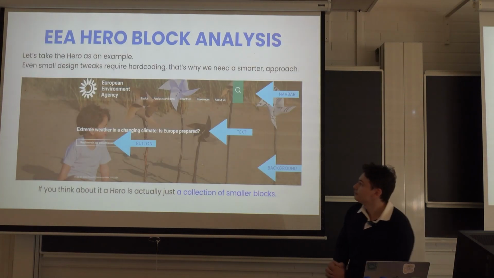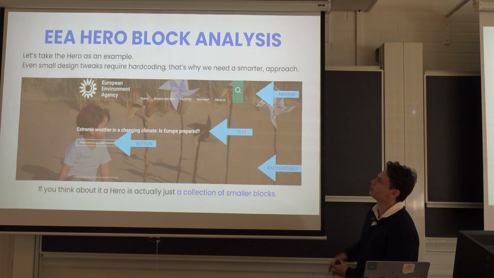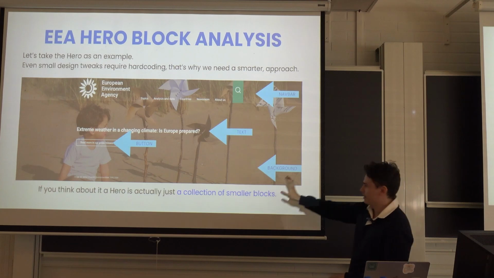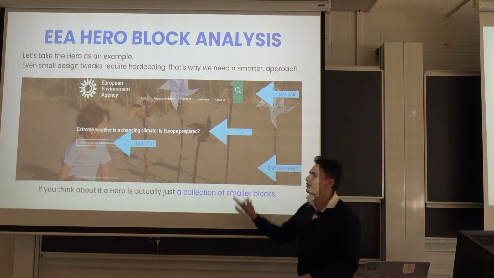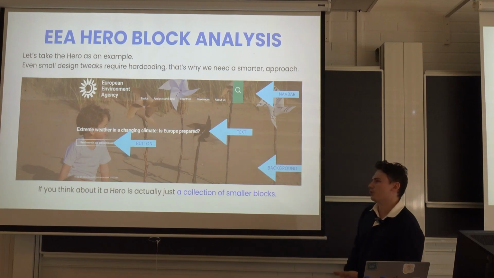So for example, here we have the EA hero block, but let's look at it from the section perspective. So this can be a section. We have a background, we have the navbar, we have a text and a button. So it doesn't need to be a block. Why is that? Because we don't want to build blocks for every kind of layout, because it's impossible. As I showed you, the websites of the consumer market are all different. So a section is a collection of smaller blocks.